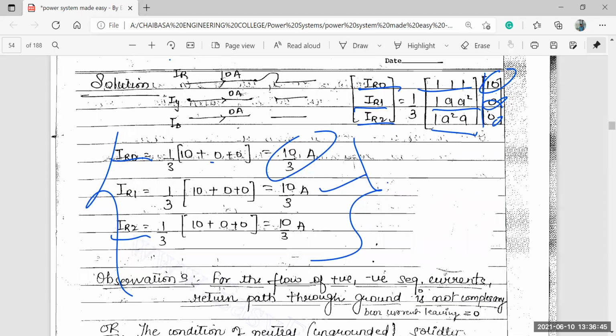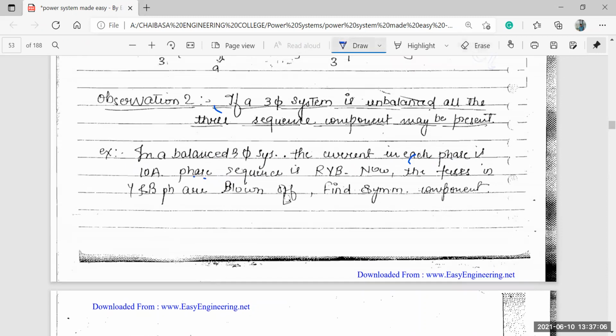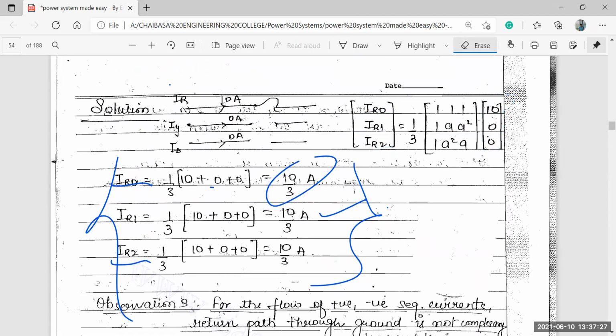Okay, this also applies if you have a balanced three-phase system, where the current in each phase is 10 ampere and the phase sequence is RYB. Now, sorry, not this. This is a question: in a three-phase system that is unbalanced, all three sequence components are equal. So we have seen two things. In the balanced condition, only the positive sequence is present, and in a three-phase system, if it is unbalanced, all three sequences will be present. Now we'll move ahead with another segment.